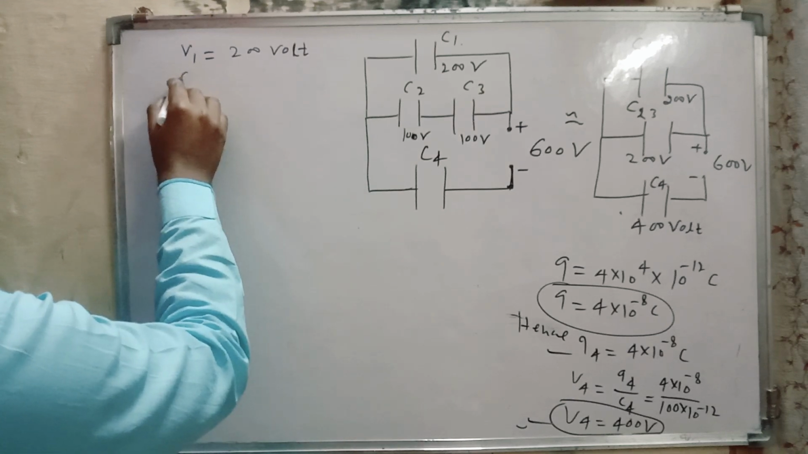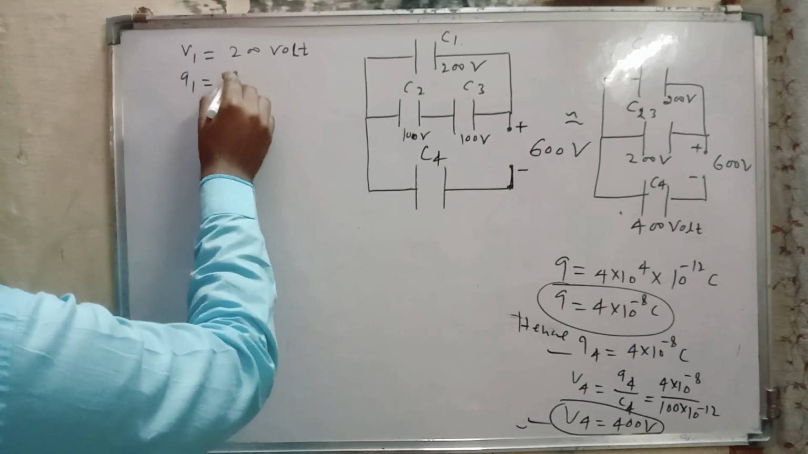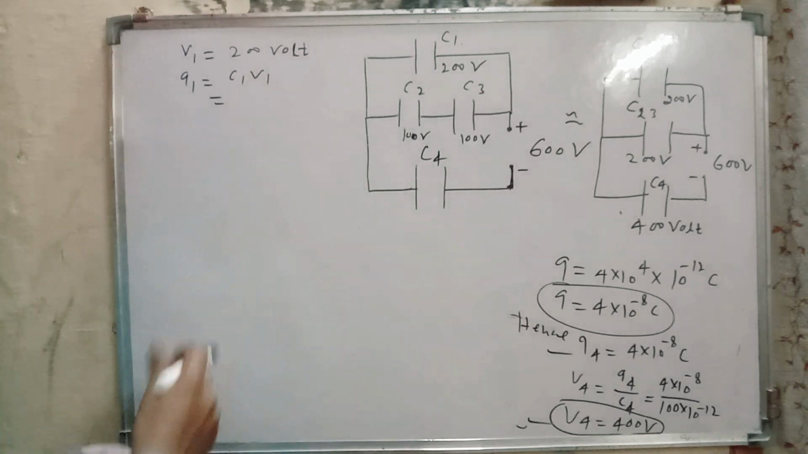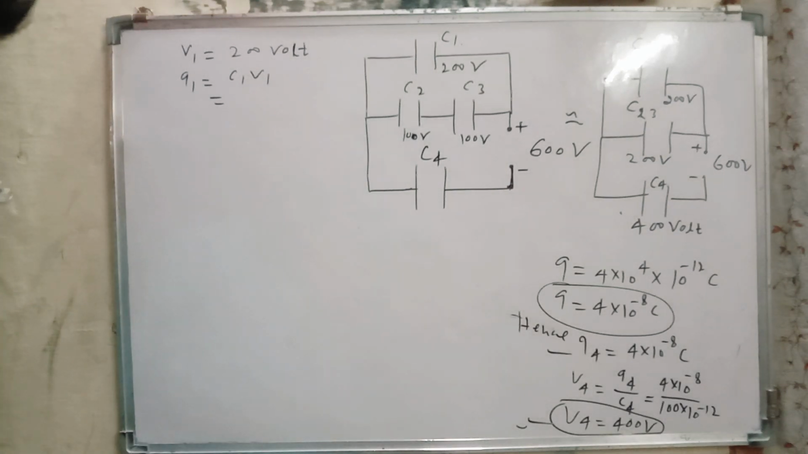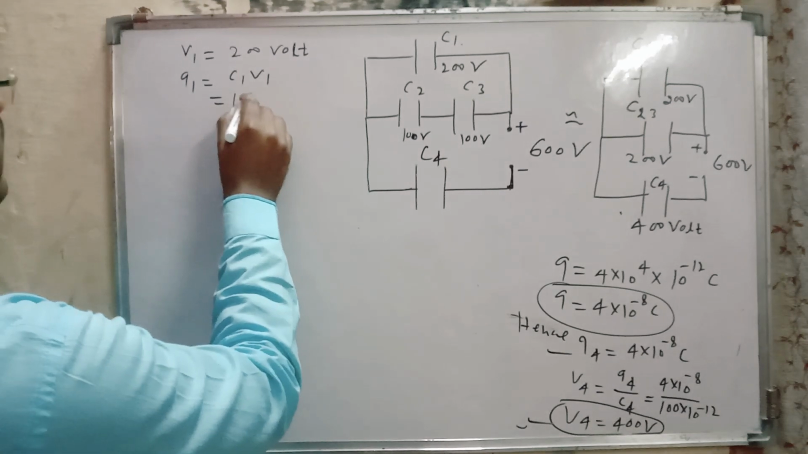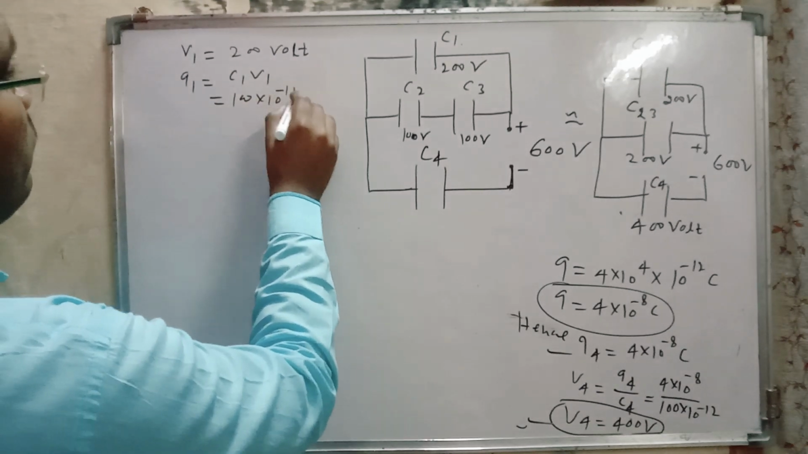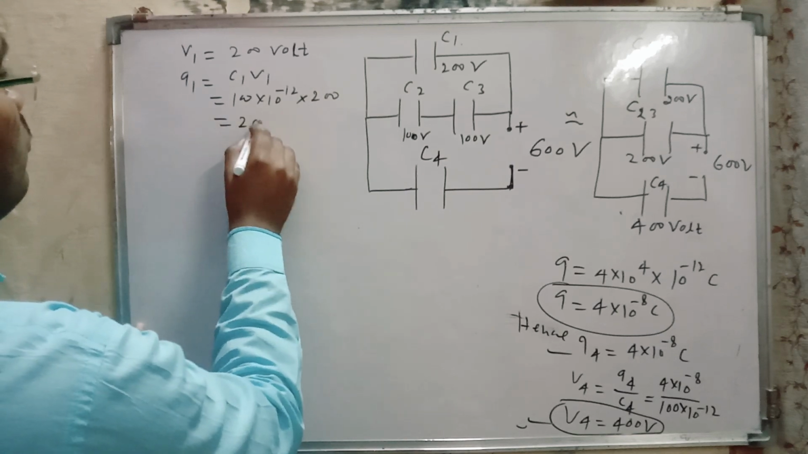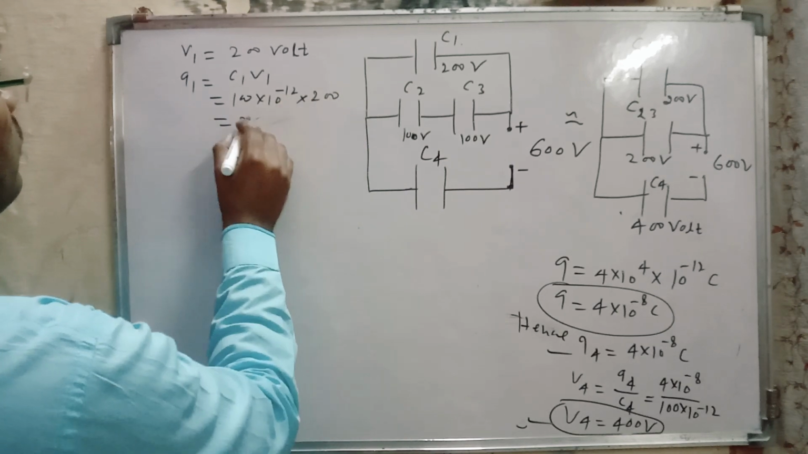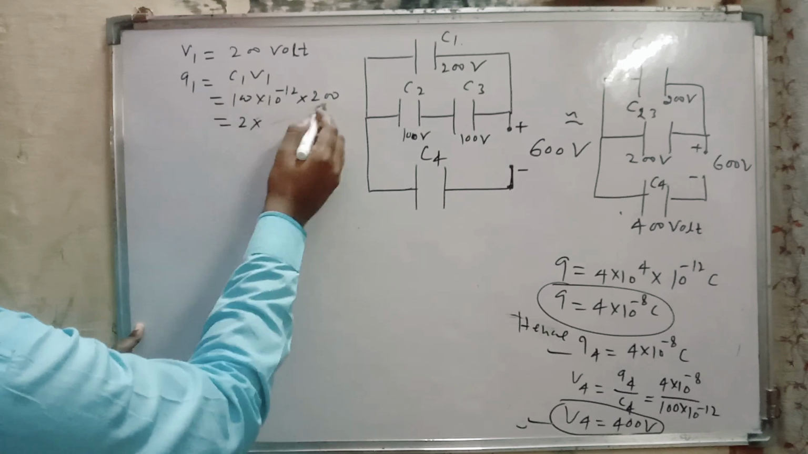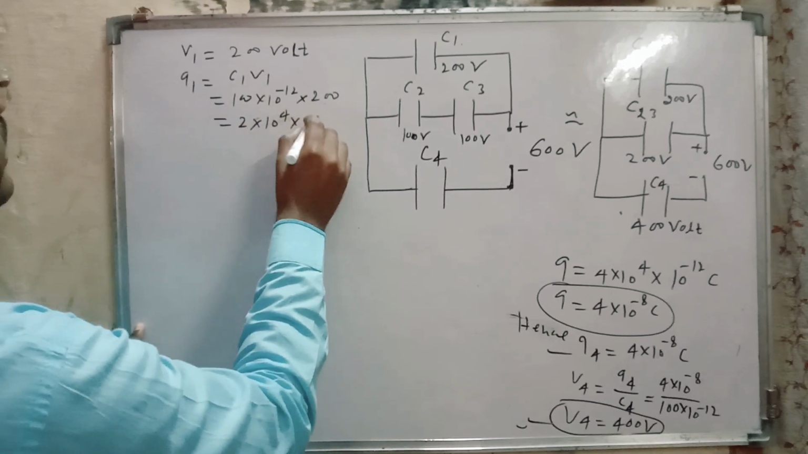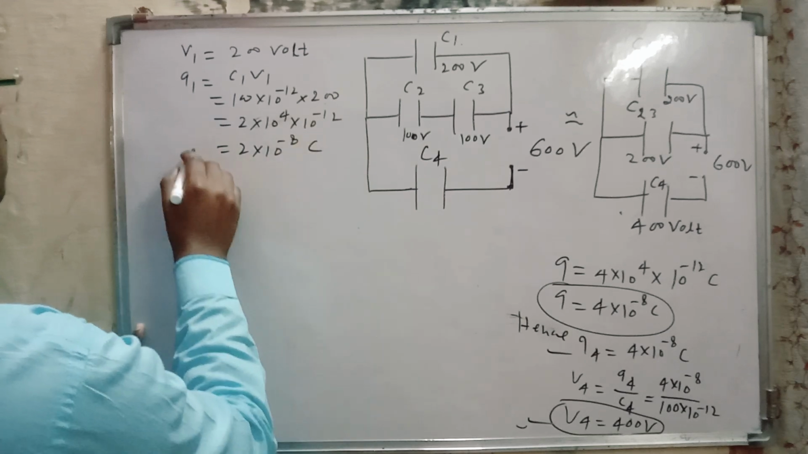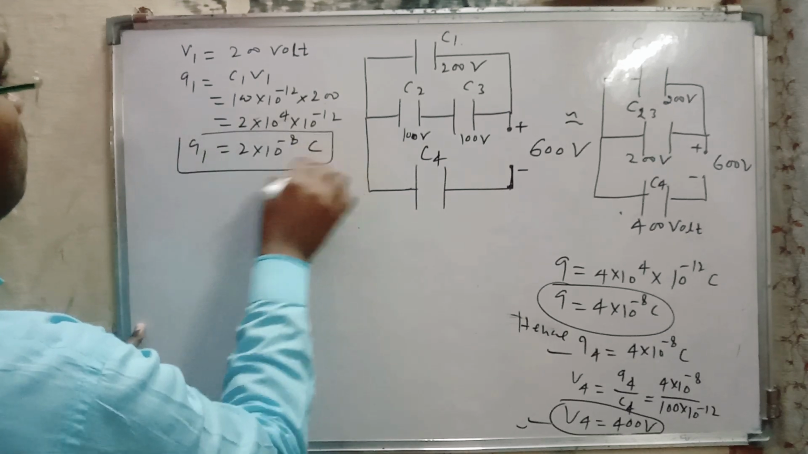And what is the Q1? Q1 is equal to C1 V1. What is the value of C1? Value of C1 is 100 picofarad. 100 into 10 to the power minus 12, and V1 is equal to 200. That means 2 into 10 to the power 4 into 10 to the power minus 12. That means 2 into 10 to the power minus 8 coulomb.